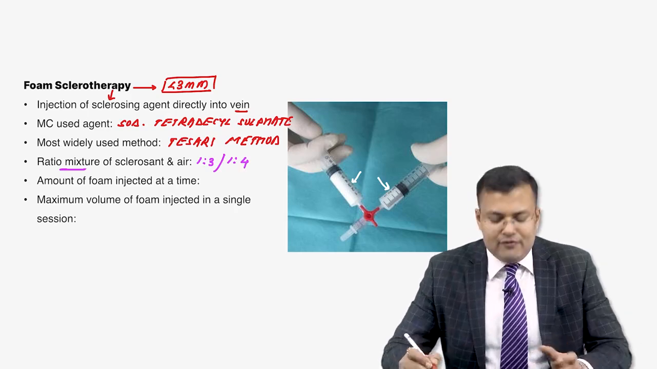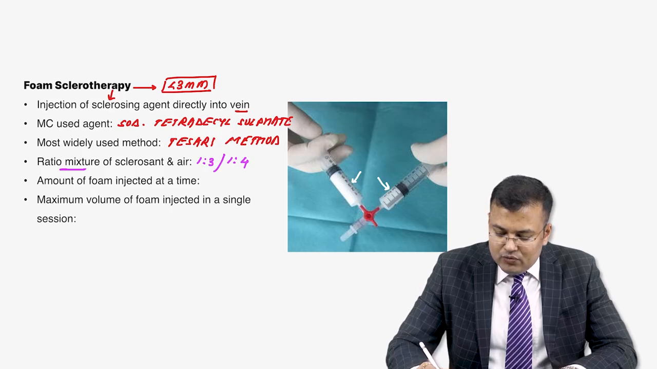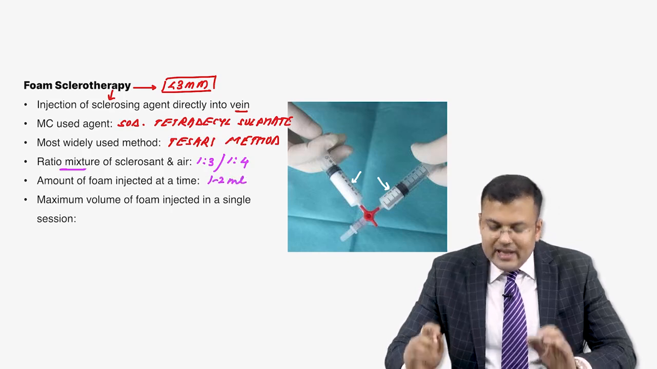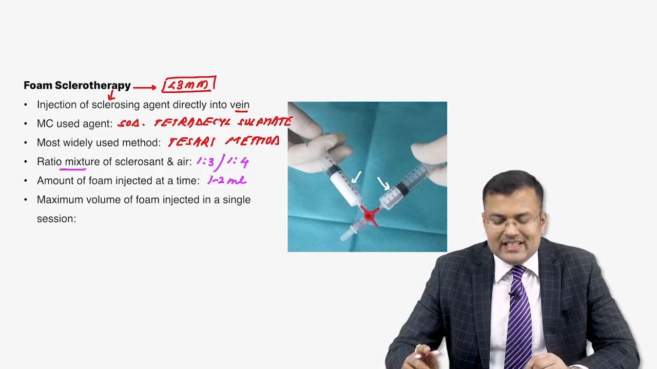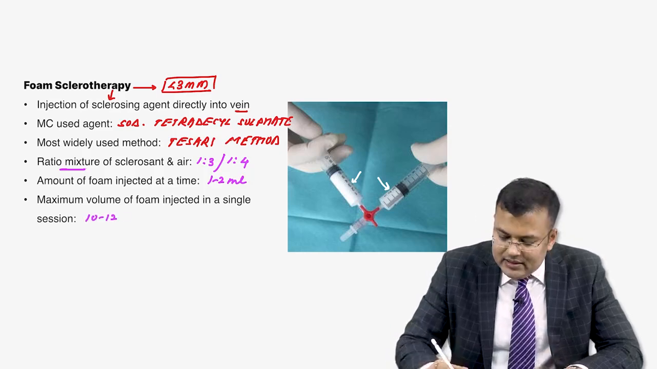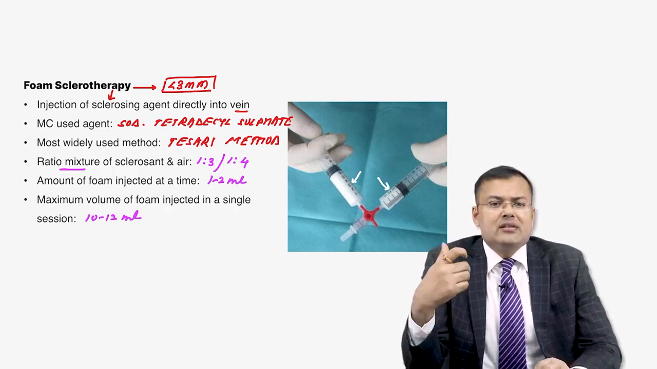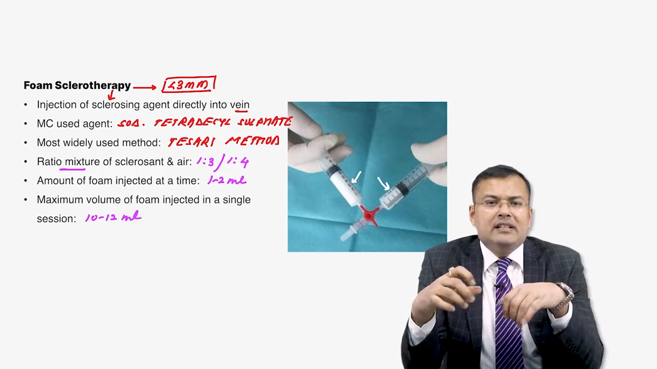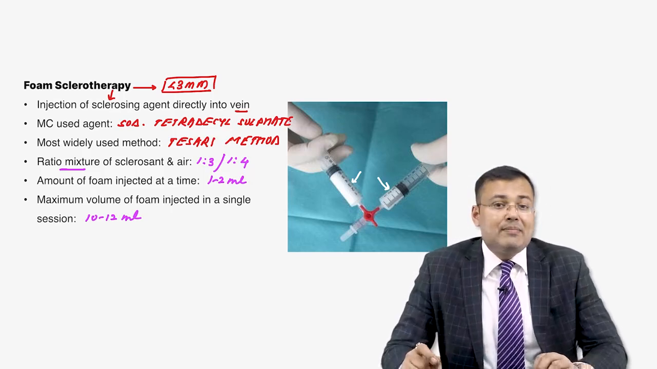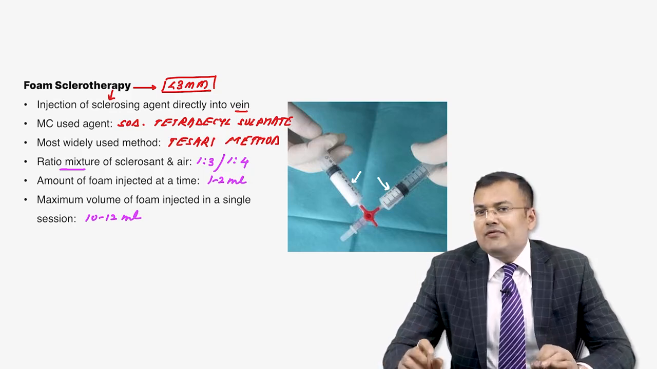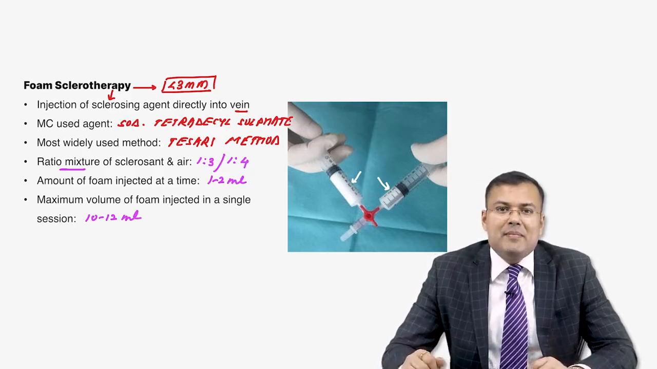And how much foam is injected at a time? It is 1 to 2 ml only. And the maximum volume of foam injected in a single session is 10 to 12 ml. Clear? So how does it work? If you inject the sclerosing agent and press the vein, there is sclerosis, and after that there will be fibrosis. So this is done for smaller veins, diameter less than 3 mm.